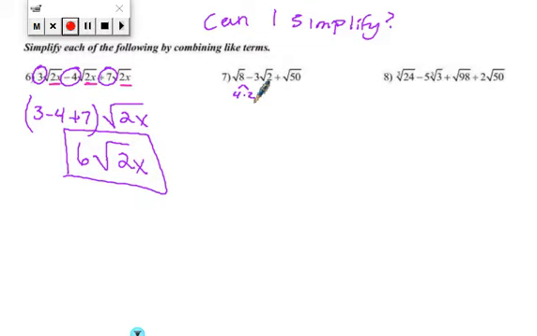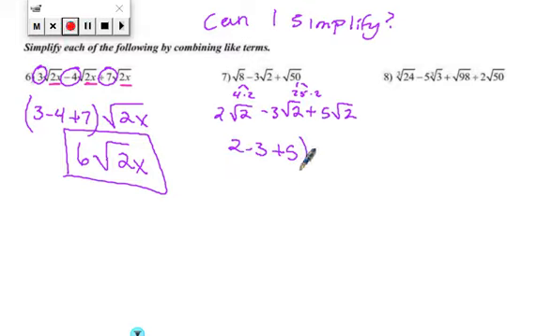And so now what I can do is this now looks like what I started off with for number 6, so I can go and add all those in the beginning. I can add up each of my numbers that are in front of the square root. And so 2 minus 1 is negative 1, plus 5 is going to be 4, square root 2.